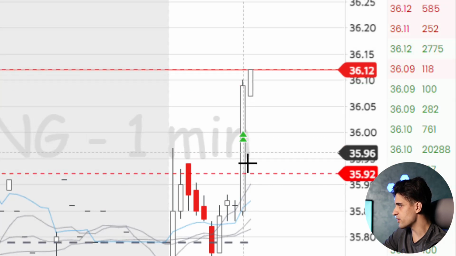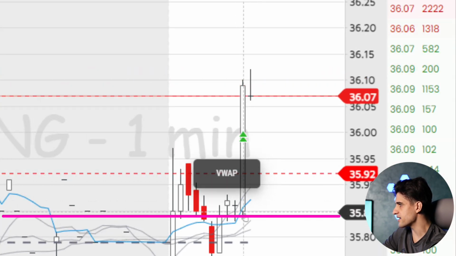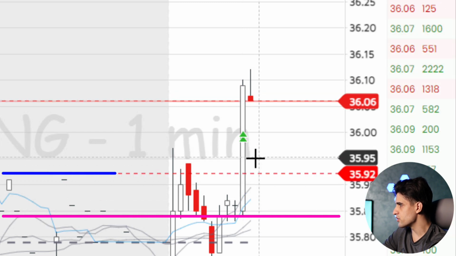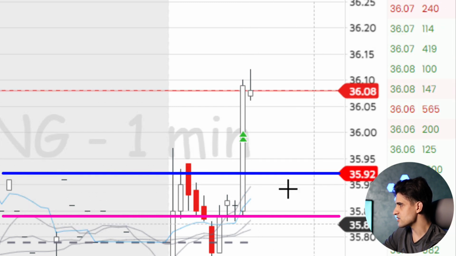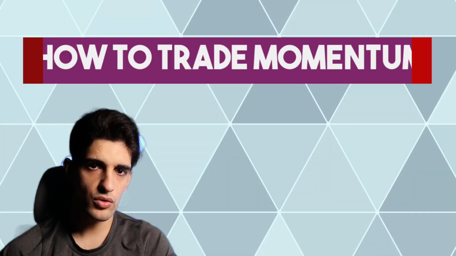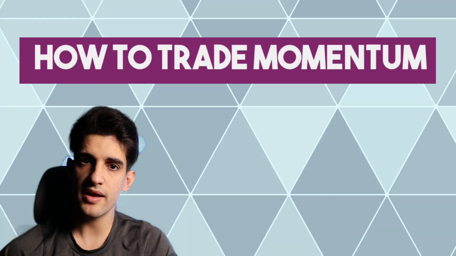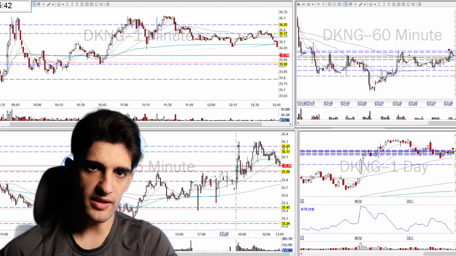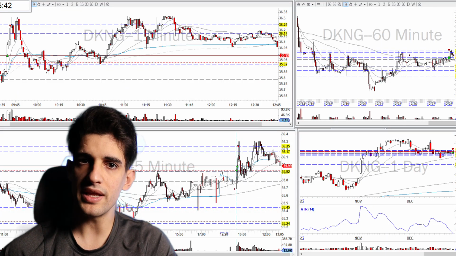First of all, when you're playing with the momentum, you don't need to use the low of the entry candle as stop loss. You could use a part of the candle as stop loss. Welcome everyone to this video where I'm going to explain to you how to trade momentum using an example of a trade that I executed a couple days ago on DKNG.